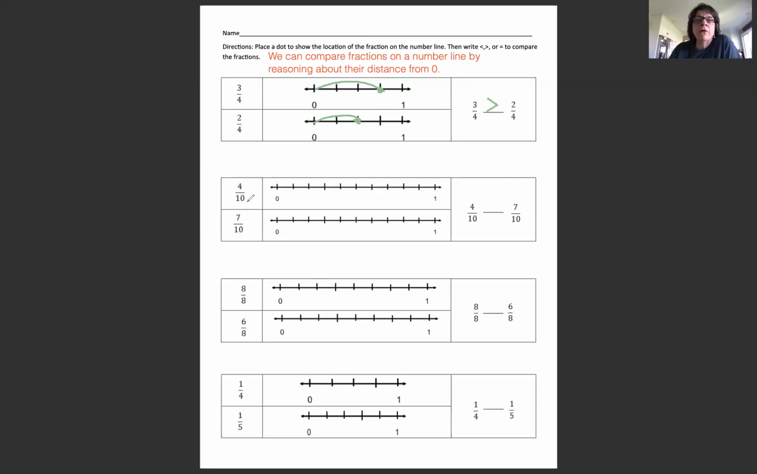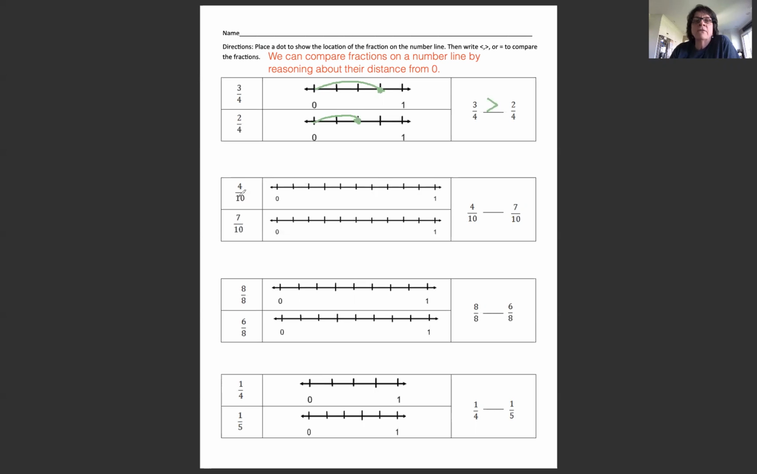Again, we're comparing 4/10 and 7/10. So again, my denominators are the same. And yesterday we learned when the denominators are the same, really all you've got to do is compare the numerators. But we're going to use these visual models of number lines to help us. So 4/10, I want to count and make sure they divided this number line correctly into tenths. So I'm going to count 1, 2, 3, 4, 5, 6, 7, 8, 9, 10. I do have 10 equal parts.